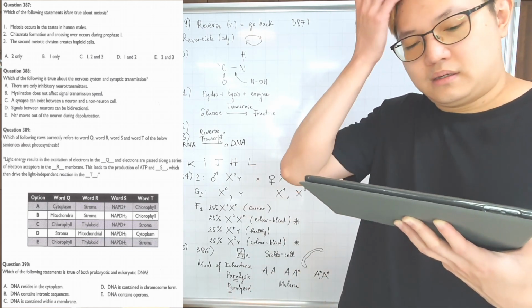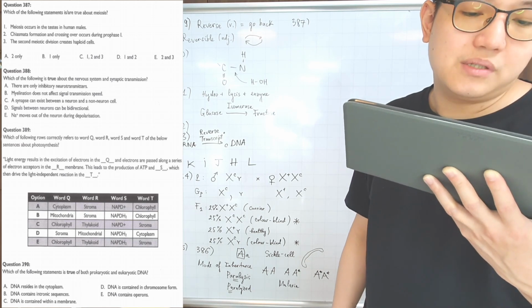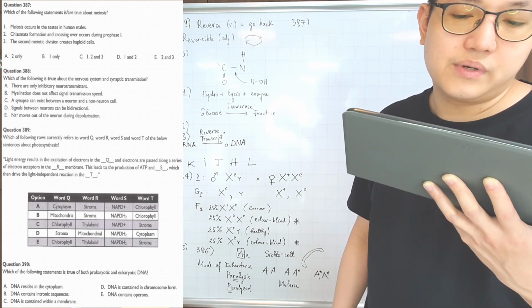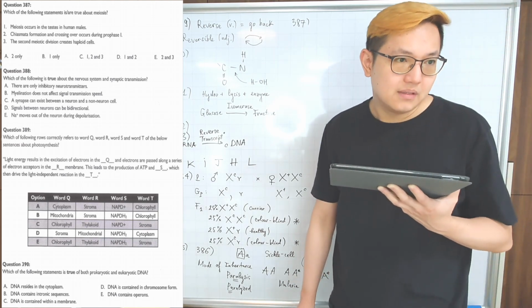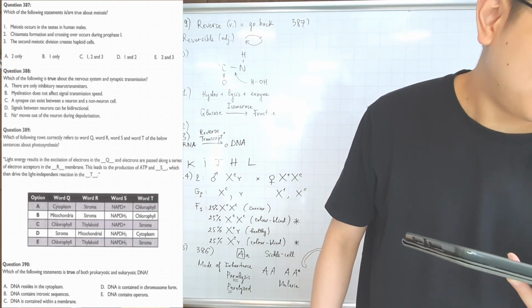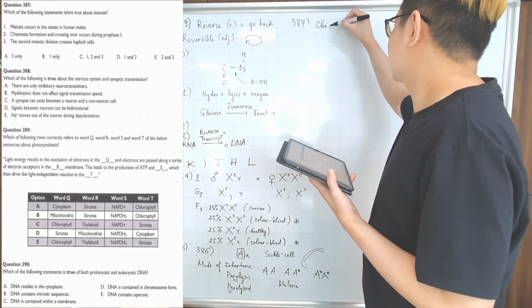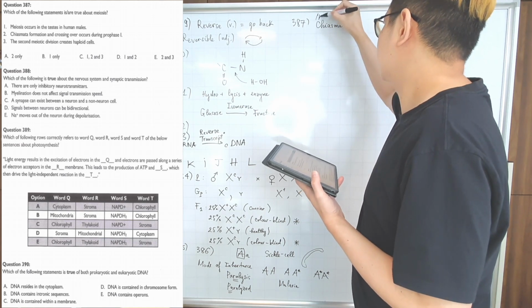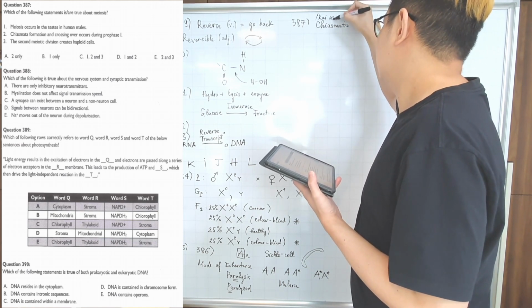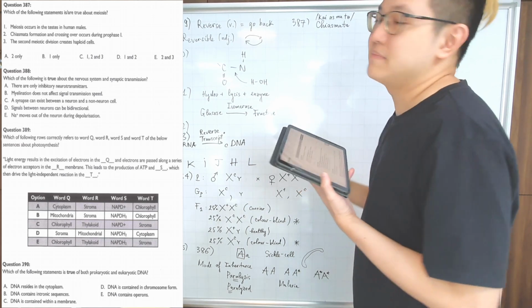Yes. Number 2, chiasmata formation and crossing over occurs during prophase 1. Chiasmata. Check what is chiasmata. What is that?